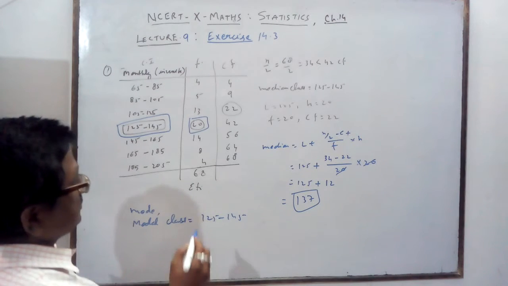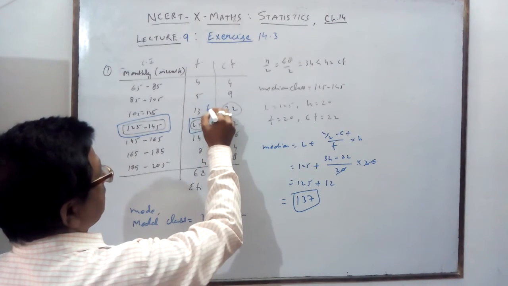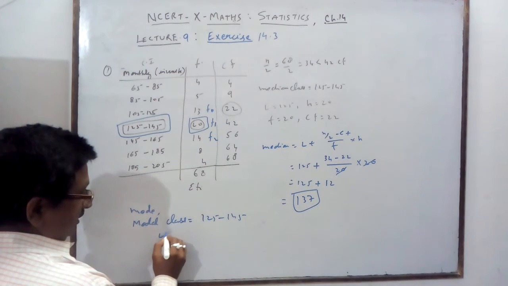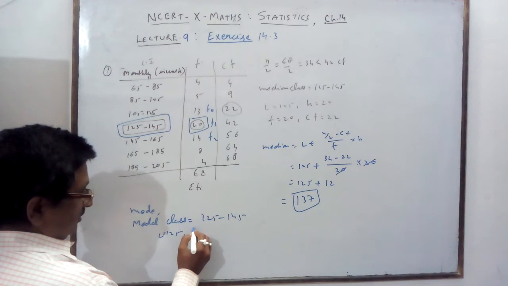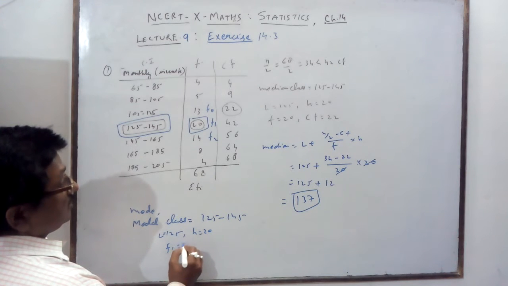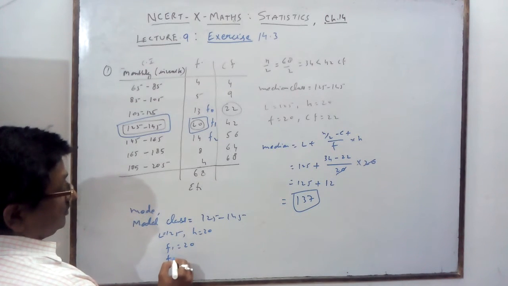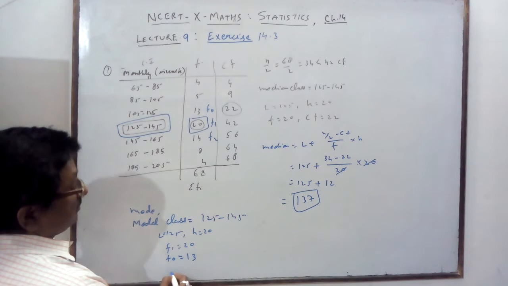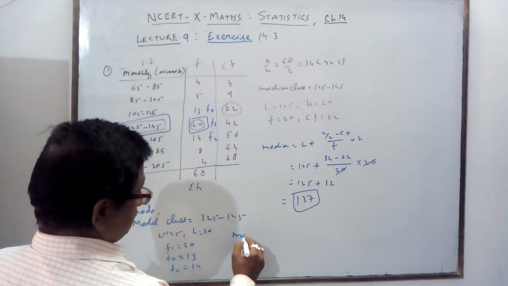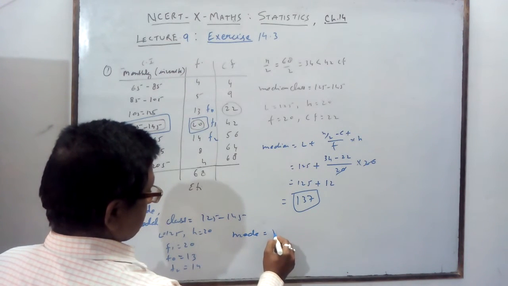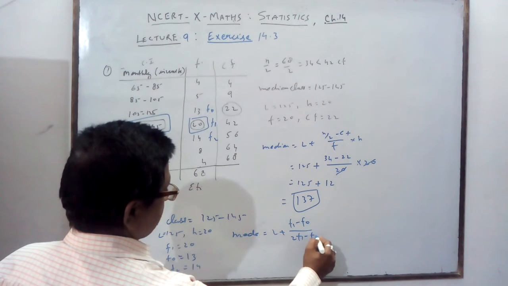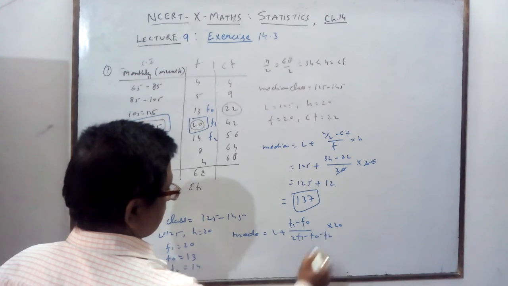For the modal class we need F0, F1 and F2. L is 125, H is 20, F1 is 20, F0 is 13 and F2 is 14. So the mode is equal to L plus F1 minus F0 upon 2 F1 minus F0 minus F2 into H.